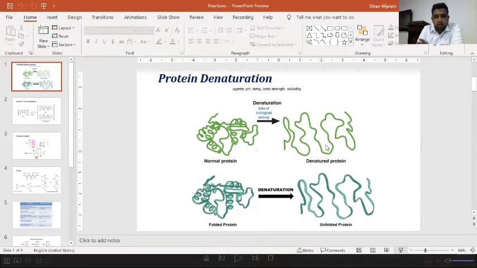Okay. So this is what I meant by protein denaturation. You know that upon agents like heating, pH, and heavy metals, protein gets denatured.